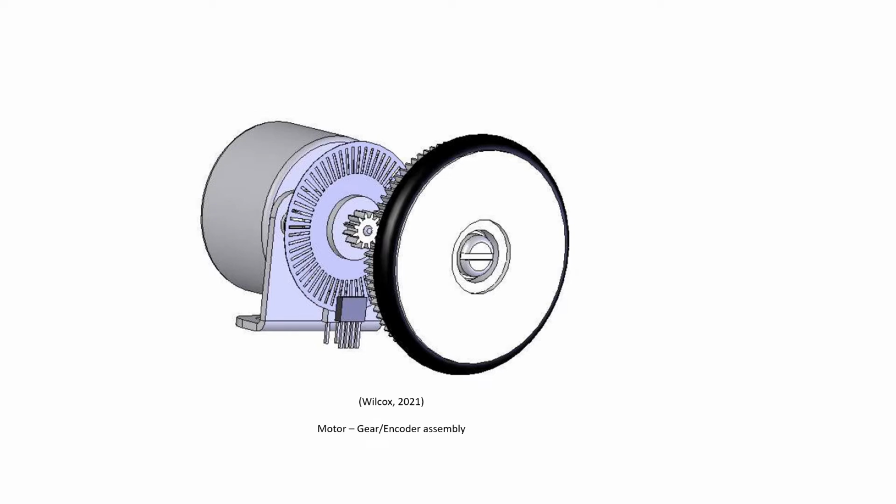A round disc of 60 slots is mounted on the motor shaft, like you can see here on the gear encoder assembly. And then it is used to interrupt the beam of the IR LED on the other side. So the interruption of the beam is used to generate pulse counting. One revolution of the wheel is calculated as 800 pulses.